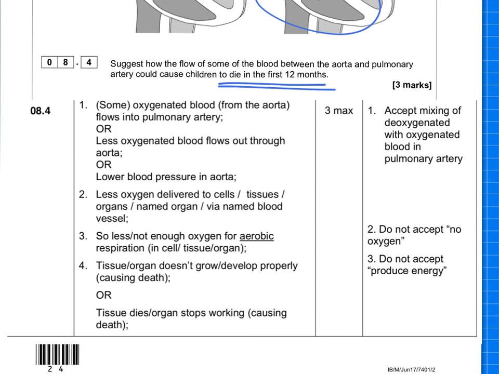They won't accept things like saying no oxygen, because some oxygen is going to get through. And definitely, I've talked about this about a million times, they do not accept produce energy. They don't produce energy. You release energy from respiration. The key one that people might not get is that the organ doesn't grow or develop, so that's what is causing death in the young children, which is very sad indeed, actually.